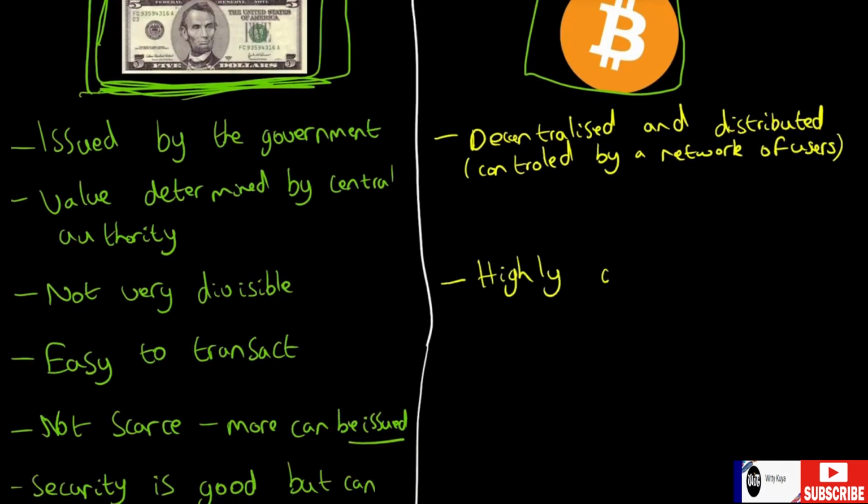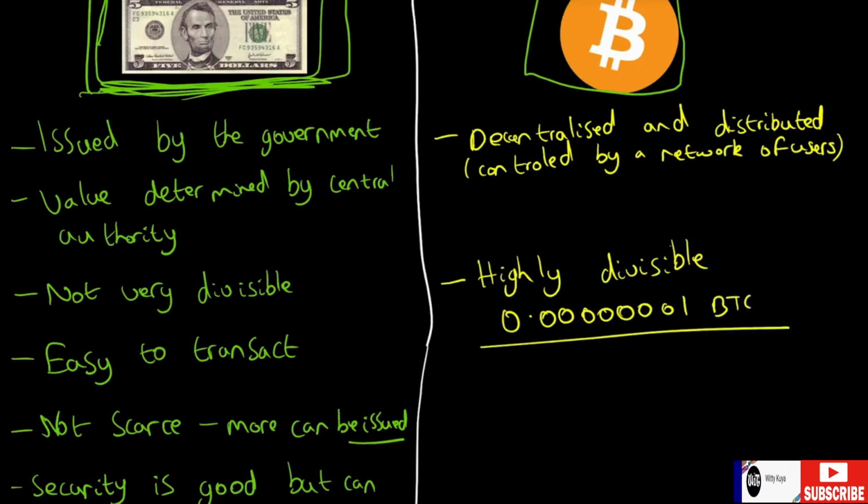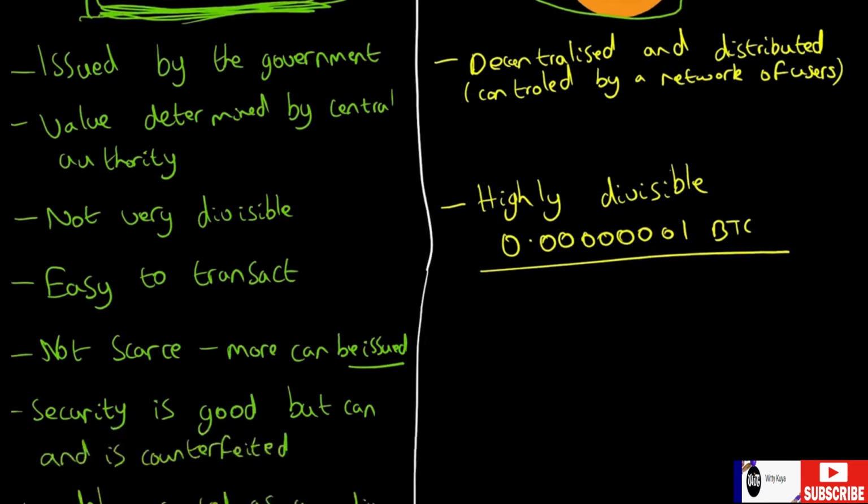It is also highly divisible. One Bitcoin can be divided into 0.00000001 of a Bitcoin. So that's the lowest denomination, so 8 decimal points. So as you can see, it is a lot more versatile. You have to exchange 50 cents or $5 or $10 or £2 if it's in the UK or whatever fiat currency you're using. So you do have a lot of versatility when it comes to Bitcoin and other cryptocurrencies.